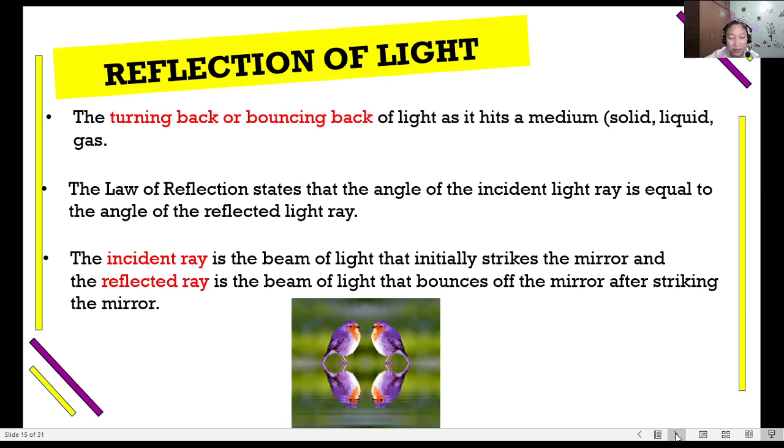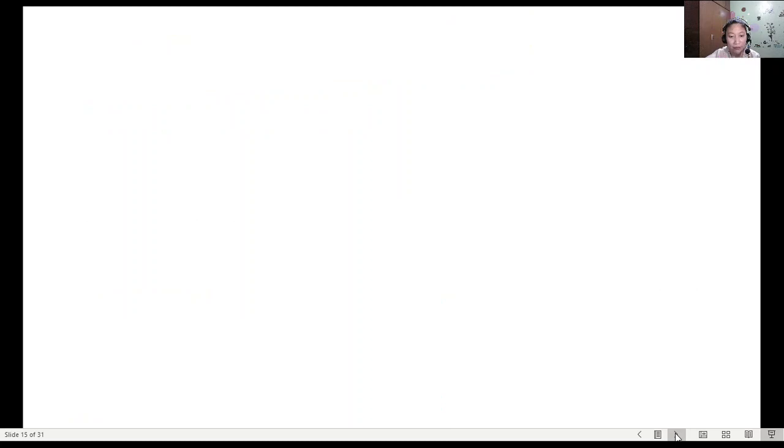So this example, two birds, no, nag-serve as parang mirror yung water kasi it's very clear. So, tumama yung incident ray and then nag-bounce off yung reflected ray na receive ng ating eyes. So, makikita nung dalawang birds yung kanilang image doon sa clear water. So, that's also a reflection of light.